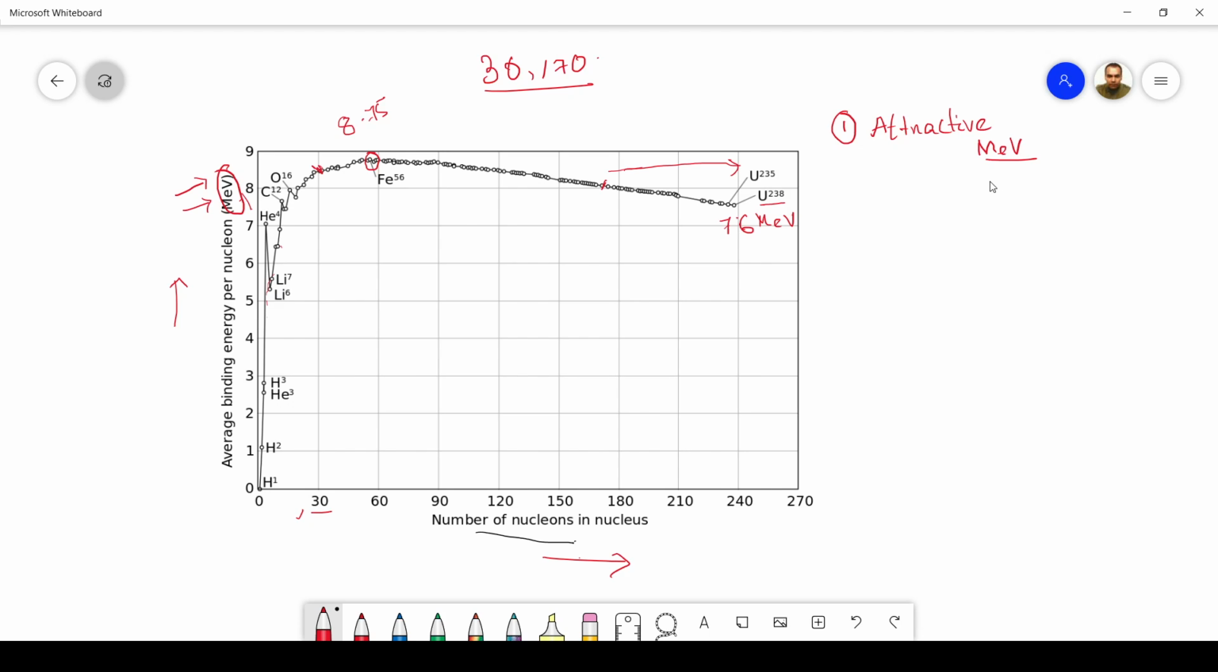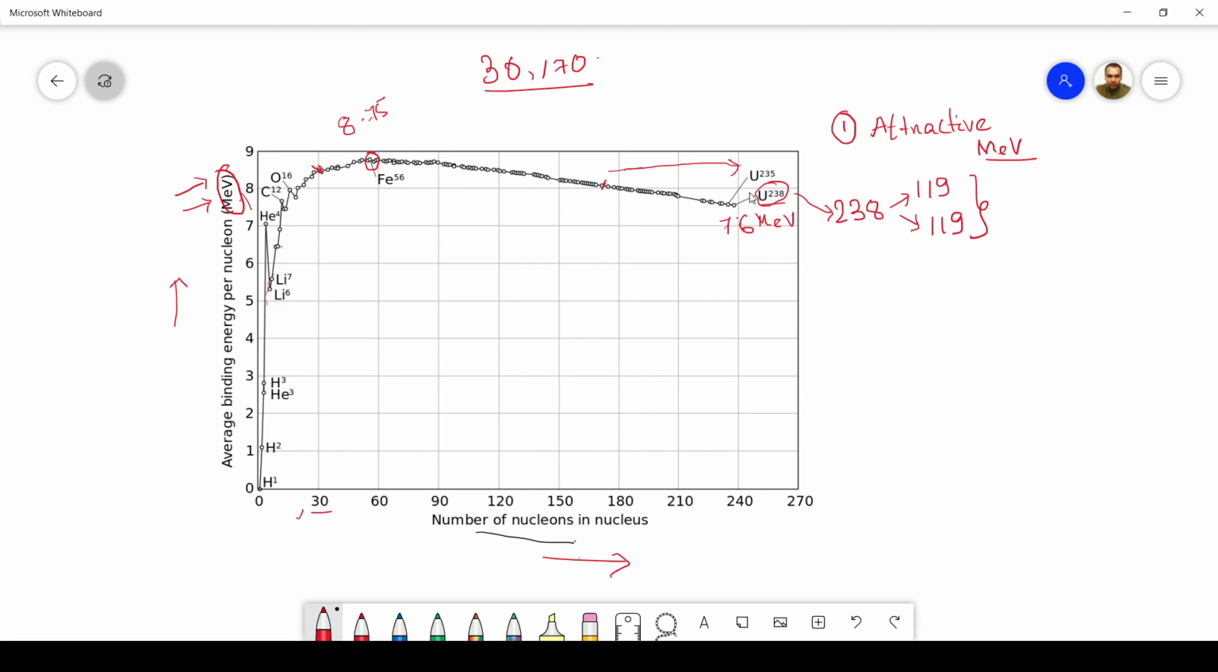Another thing is, for example, consider that you break uranium 238. You break this nucleus with nucleon number 238, and you get two more nuclei, with nucleon numbers 119 and 119. Basically you are breaking a heavy nucleus and getting two lighter nuclei, each with 119 nucleons.